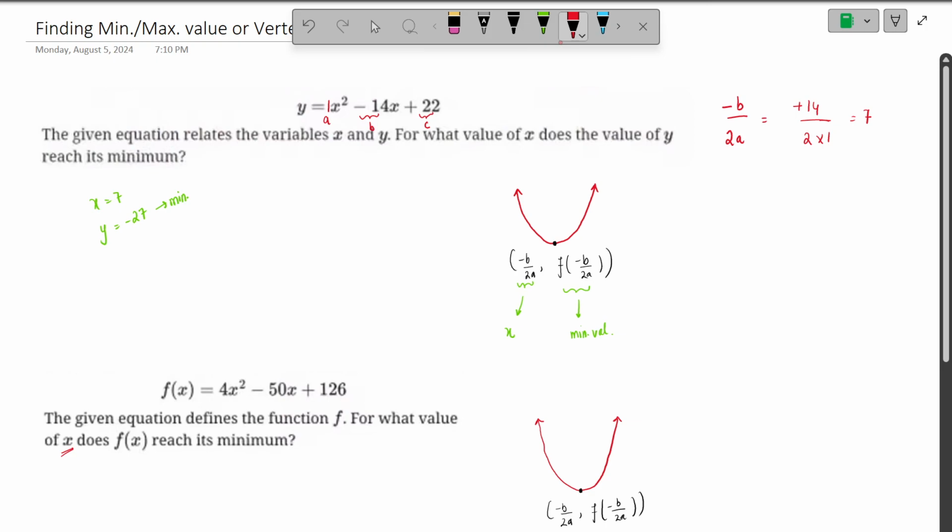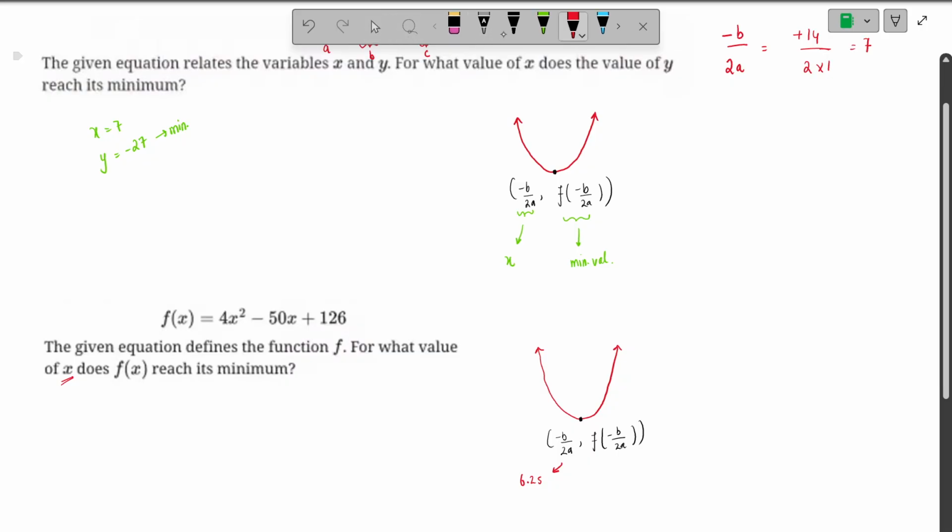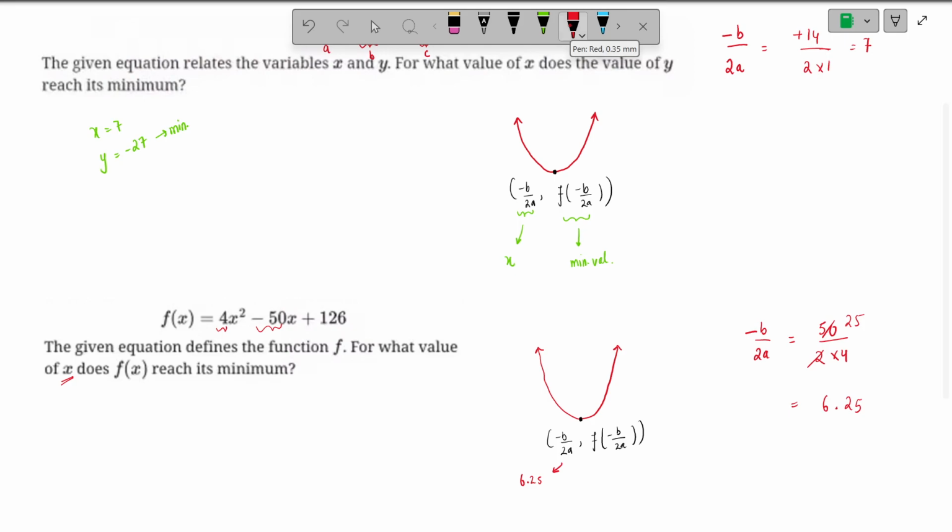Now let's also quickly do it manually. So we have negative b over 2a. b is negative 50, so this becomes positive 50 over 2 times a. a is 4, so 2 times 4. So this is 25 over 4, which is 6.25, since 4 times 6 is 24 and 0.25. Right, so this is how you can do it manually.